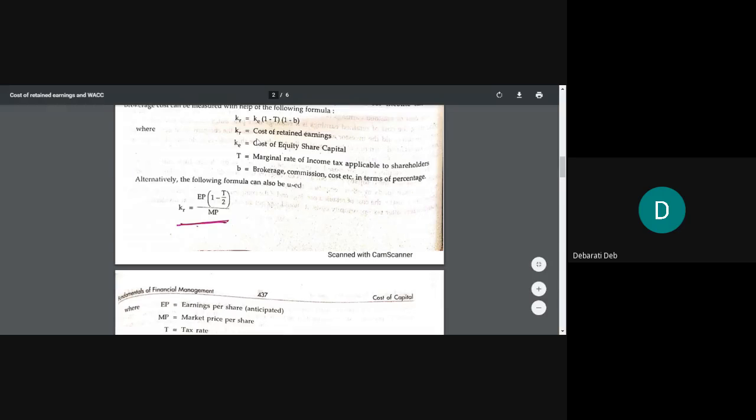Now in this formula we are using KE. That means we have to make use of the cost of equity formula first, then we will arrive at the cost of retained earnings. But if you don't want to use this formula and directly want to calculate the cost of retained earnings, that can also be done. In that case, you will have to write this alternate formula. You write the next formula, the underlined one on your screen. Alternatively, the following formula can also be used.